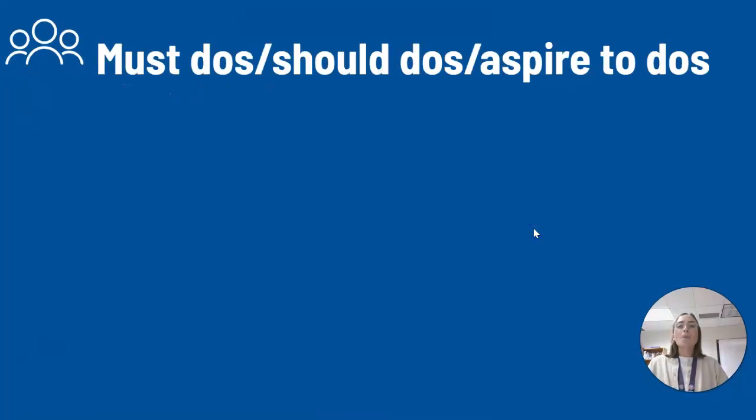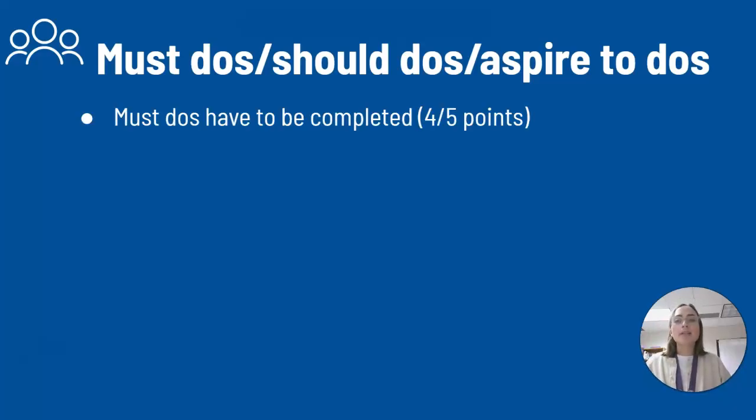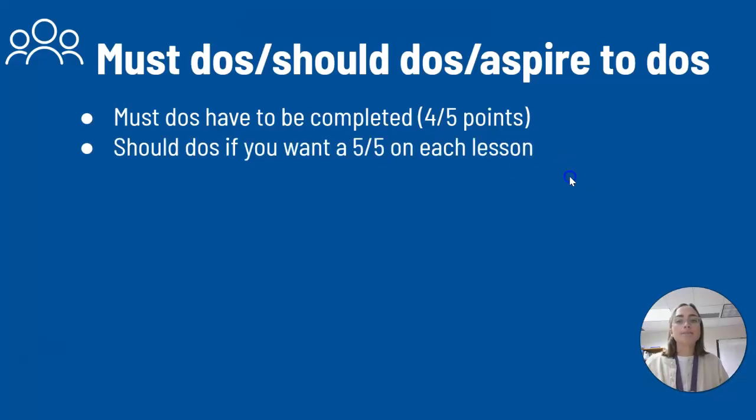So now we need to talk about must-dos, should-dos, and aspire-to-dos. You might have heard these words already, but let's talk about what they mean in this class. Anything labeled must-do is something that you have to complete before you can take your mastery check. The must-do is the only activity that you technically have to do. If you only do the must-dos, you're going to get 4 out of 5 points on that lesson.